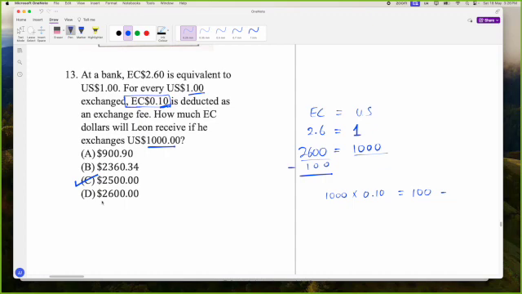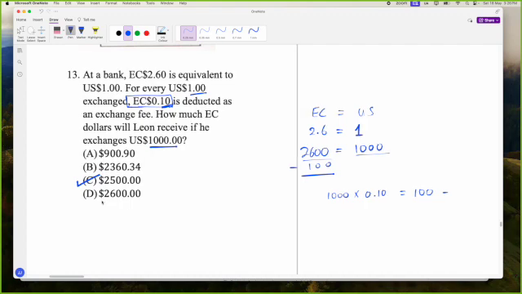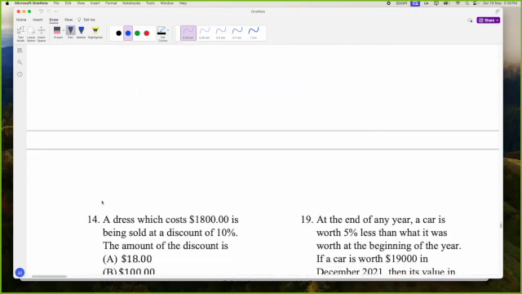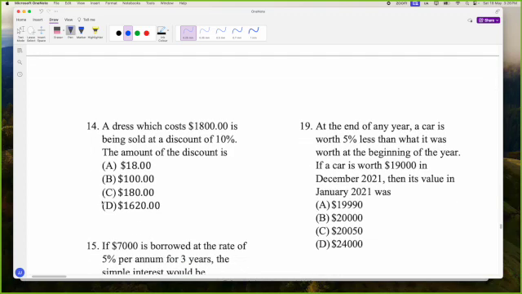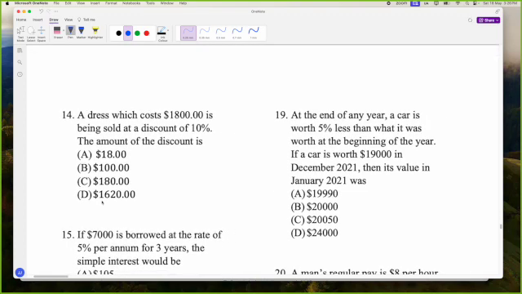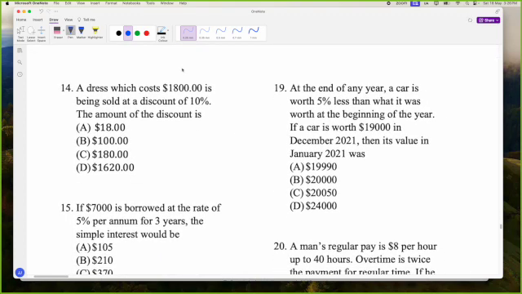Any questions for this one? A dress which costs $1,800 is being sold at a discount of 10%. The amount of the discount is, oh gosh, where's 10% of 1,800? That is 180. The amount of the discount is 180.